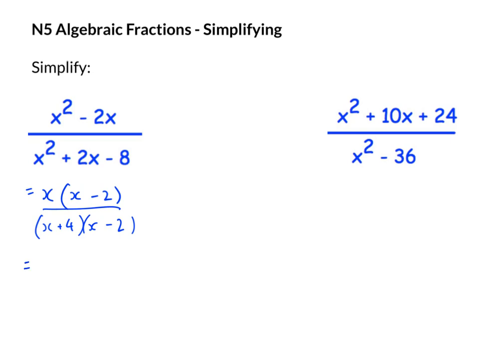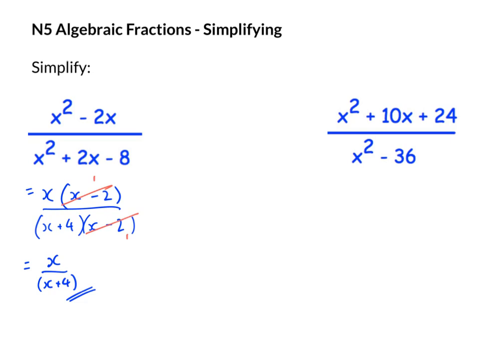I have got a factor on the top and the bottom that will cancel out. Dividing the top and bottom by x minus 2 will reduce both of those factors to 1. I'm left with x times 1 on the top, and I'm left with x plus 4 times 1 on the bottom.